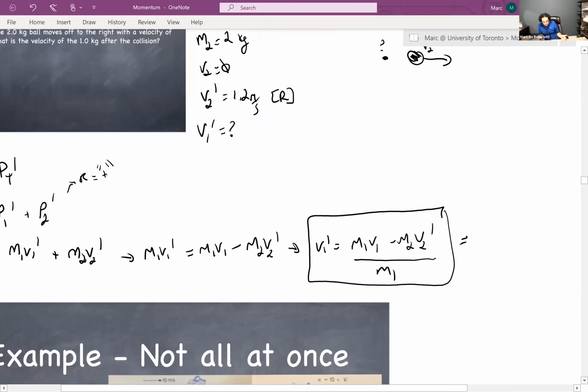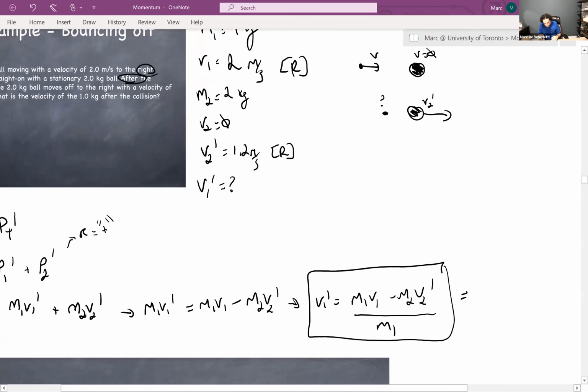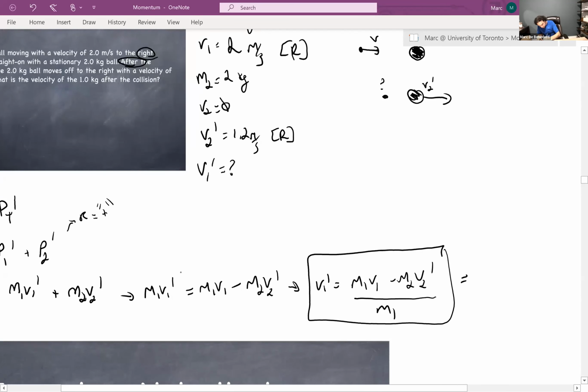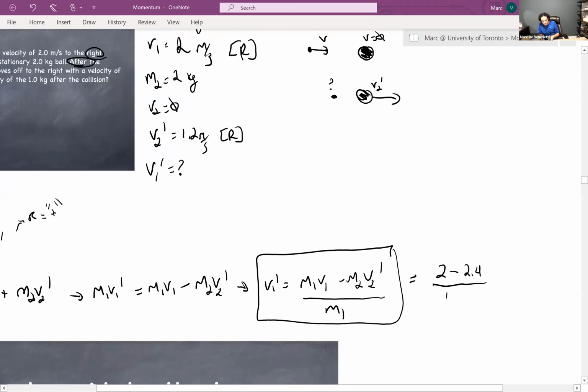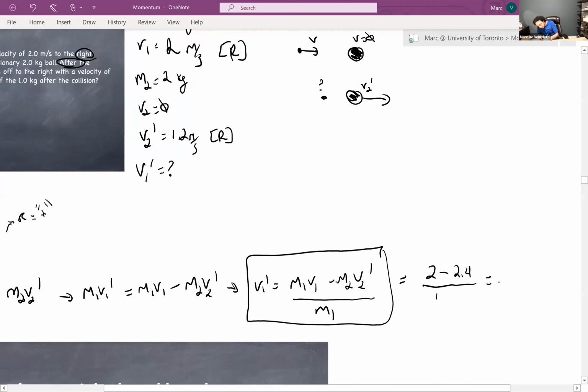Now, if you plug in all your numbers, you plug in m1 to be 1 kilogram, v1 to be 2. So this is going to be 2 minus m2, which is 2, times v2 prime, which is 1.2, so it's going to be 2.4, all over m1. m1 is 1. Well, that's easy enough. So here you see that 2 minus 2.4 is minus 0.4 meters per second.